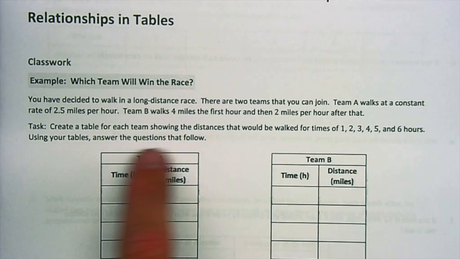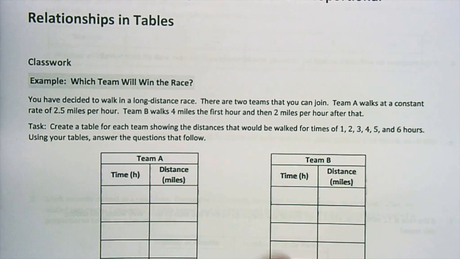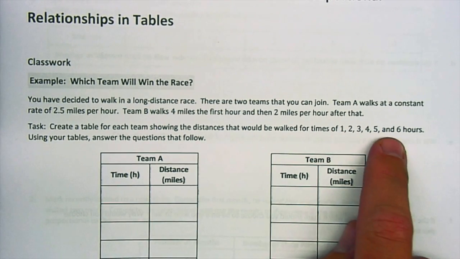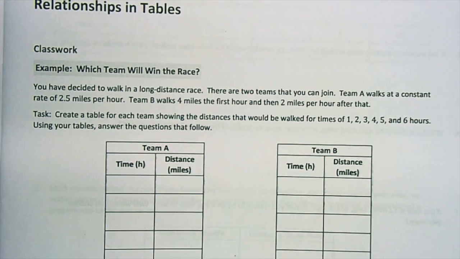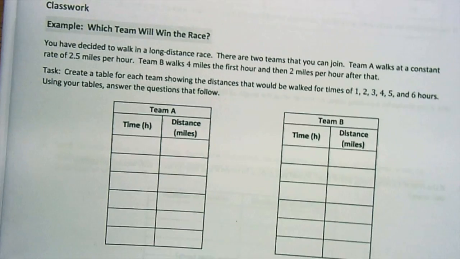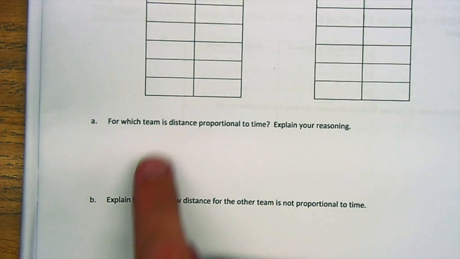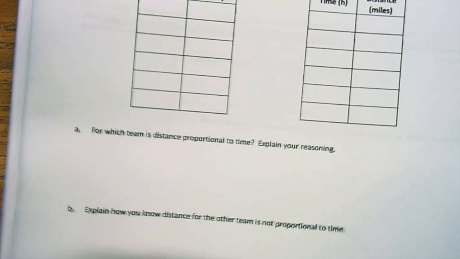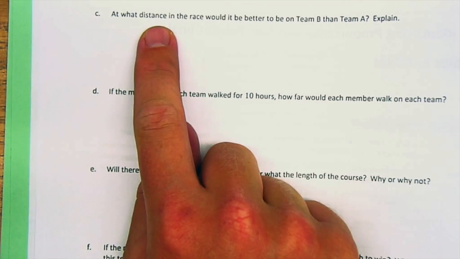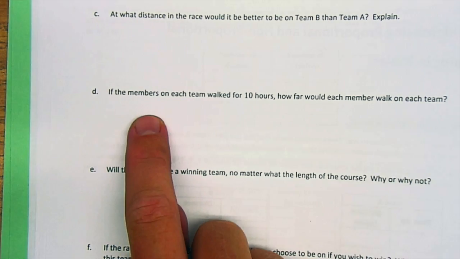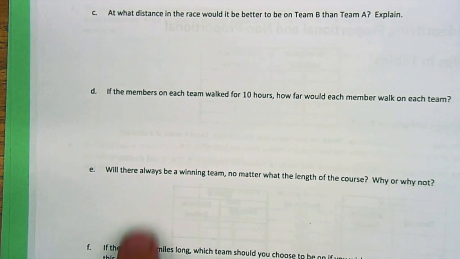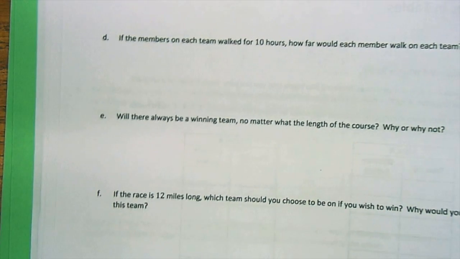So we need to go ahead and fill in Team A and Team B, and we need to put our times where they belong in the time section for each of these teams. Then we're going to go through and answer questions A, B, C, D, E, F, and G. Now I know this is a lot, but that's okay. I'm going to give you guys about 9 minutes to work on this.